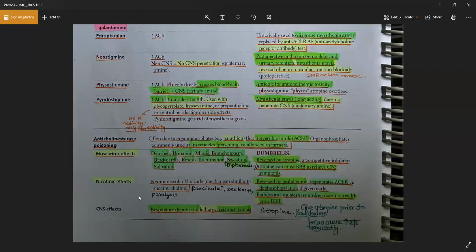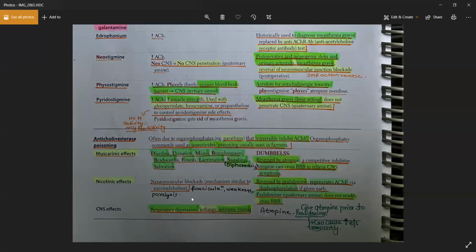And once the muscles become paralyzed, if one of the respiratory muscles becomes paralyzed, what can happen? The patient will get respiratory distress and ultimately the patient will die, right? So you need to protect against these nicotinic effects also. And to protect the nicotinic receptors, you will have to give the patient pralidoxime. We will study that later again. Just wait for a second.